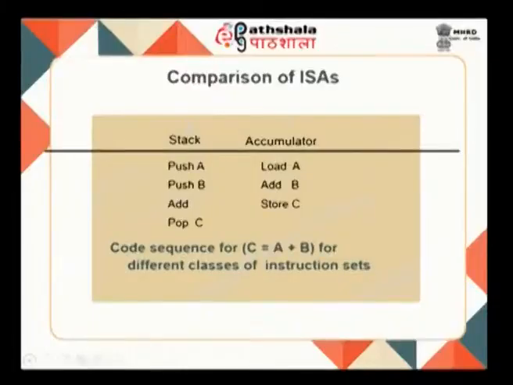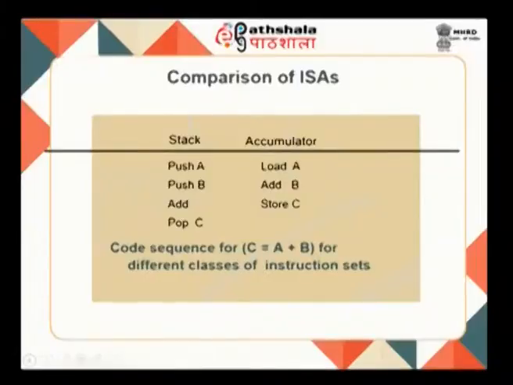So, this gives you an example of the comparison of ISAs. Suppose you have to execute the code sequence C is equal to A plus B. If it is a stack based ISA, you will first push A onto the stack, push B onto the stack, and then give an add instruction which will add the top two elements of the stack and then pop the result into C. If it is an accumulator based ISA, you will first load A into the accumulator, add B, since A is already available in the accumulator, and store the result in C.